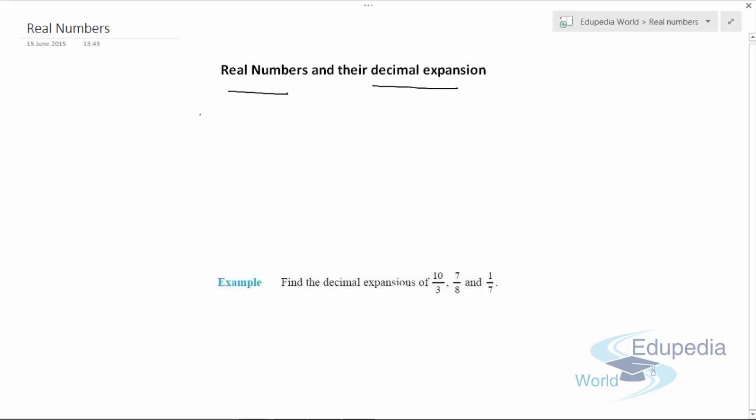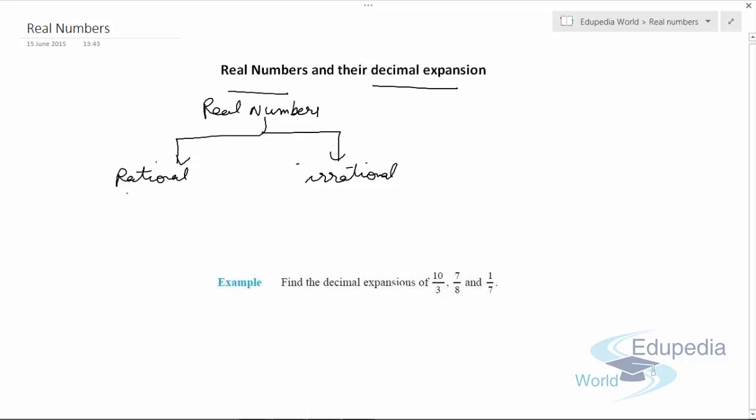See, as we have already discussed, real numbers have two parts. They are classified into two parts. These are rational numbers and irrational numbers.